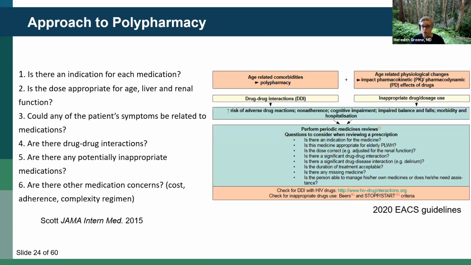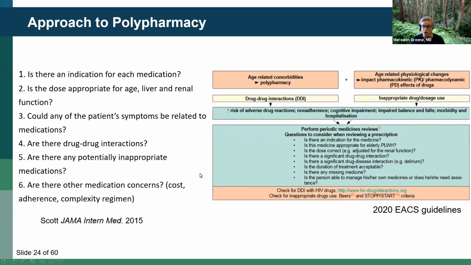So there are 6 steps here that we're going to go through in the case, but just to point out that the 2020 European AIDS Clinical Society guidelines also have this algorithm that is very similar on how you can approach polypharmacy. And as many of you answered correctly in our pretest question, one of the first steps is actually to look for potentially inappropriate medications.